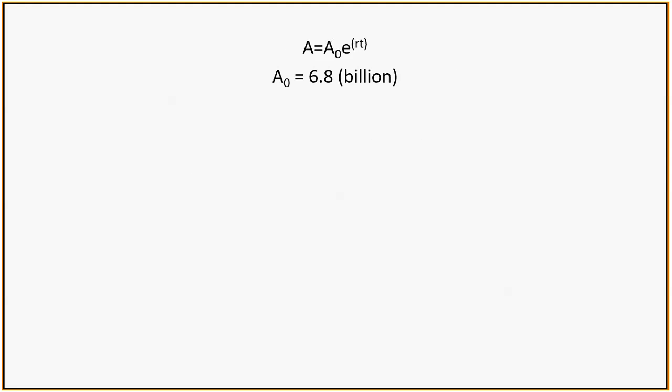So our initial population is 6.8 billion, and our growth rate is 1.14%, which is 0.0114. So when we plug those values into our equation, we get A equals 6.8 e to the 0.0114t.